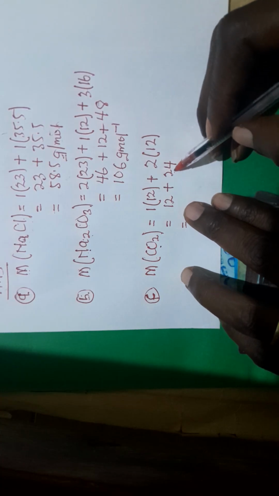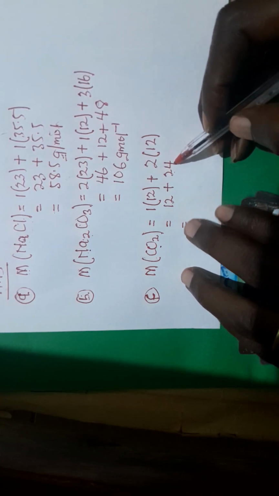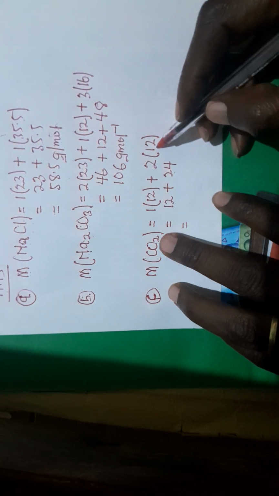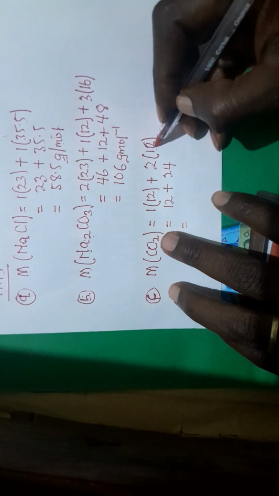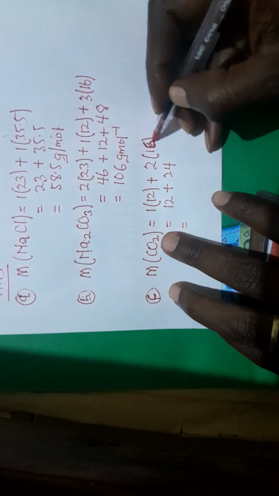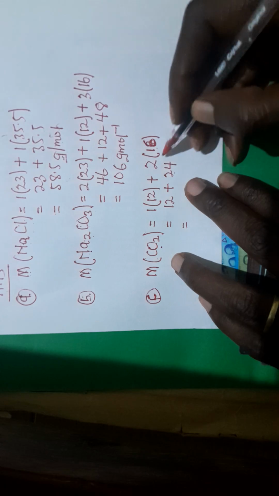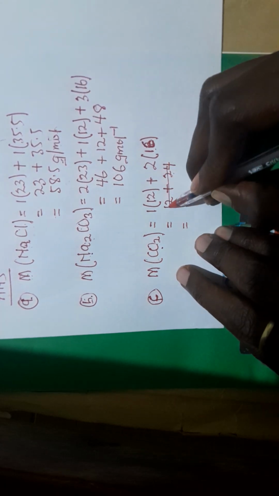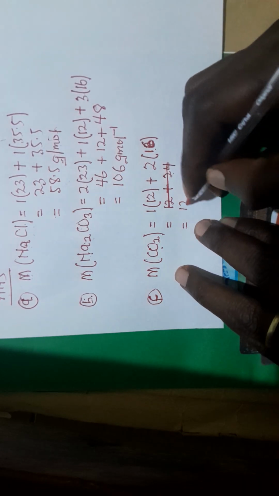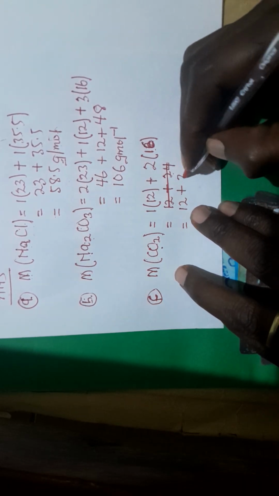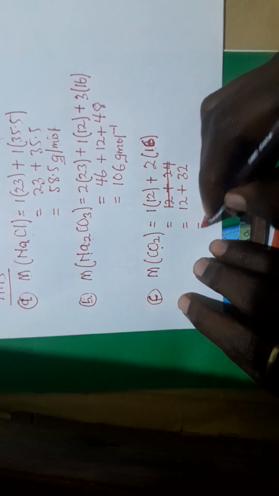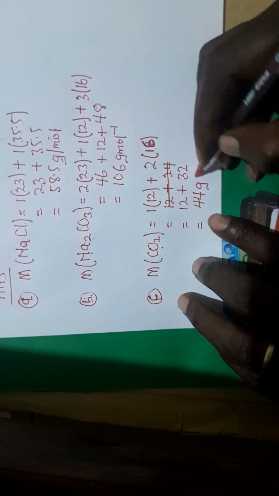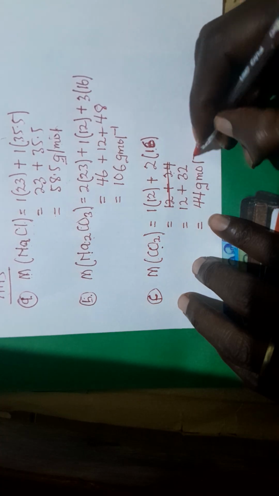I think I'm not getting something right here. Yeah, the oxygen is actually 16. I'm sorry for that, 16. And so here you're going to get 32. I think it's better to cancel this nicely. 12 plus 32, and the final answer here is 44 grams per mole.